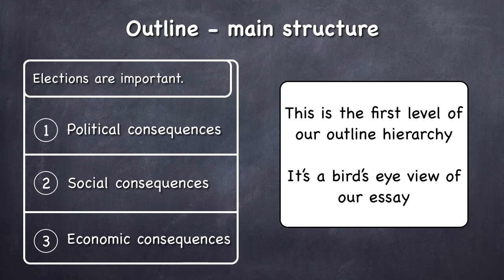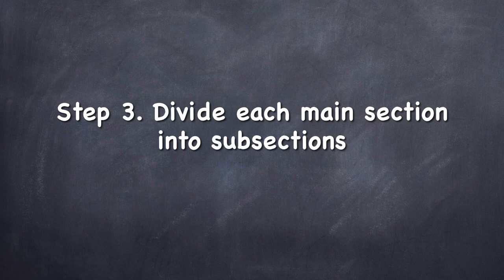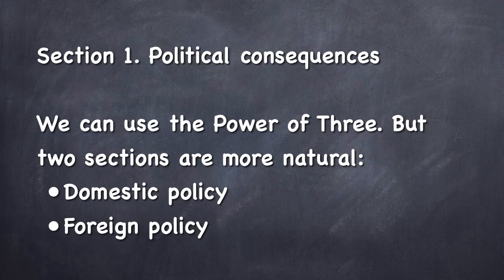This is our foundation. All right, step 3 is divide each main section into subsections, and this will deepen the structure of our outline. So section 1, political consequences. Now we can use the power of 3 here again, but in terms of politics, it kind of makes sense to have 2 sections. Why? Because they could be about domestic policy and foreign policy.